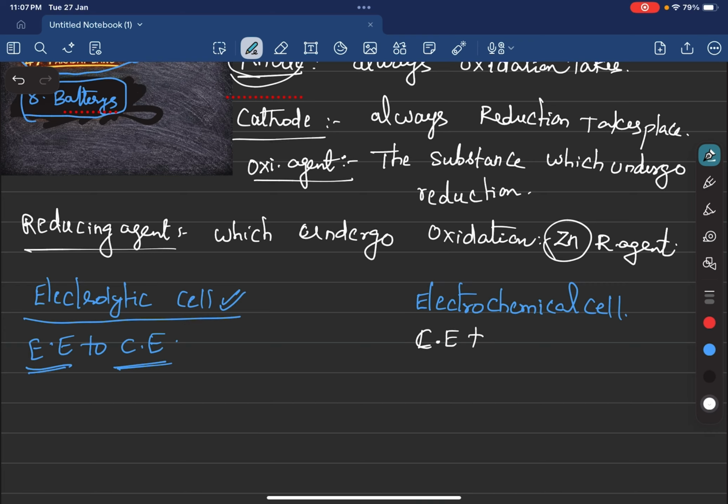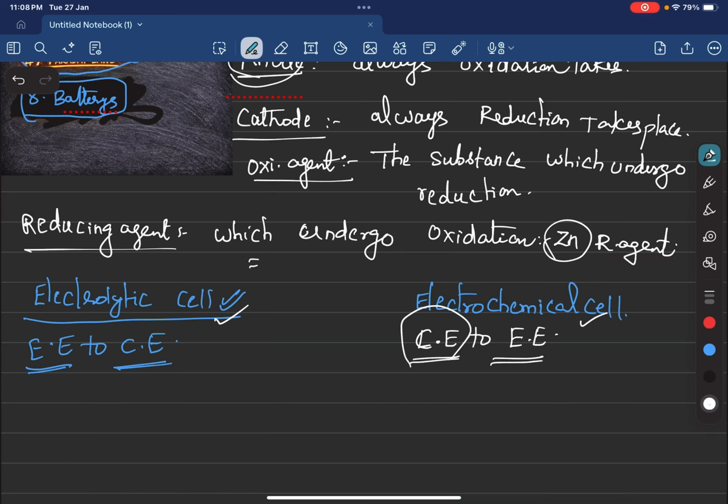chemical energy to electrical energy. Put simply, with the help of chemicals we generate electricity in the case of an electrochemical cell. In the case of an electrolytic cell, with the help of electricity we make chemical reactions. That's how electrolytic and electrochemical cells work. And how do we define electrochemistry? In this chapter we discuss the interconversion between chemical energy and electrical energy. That's how we can define electrochemistry.